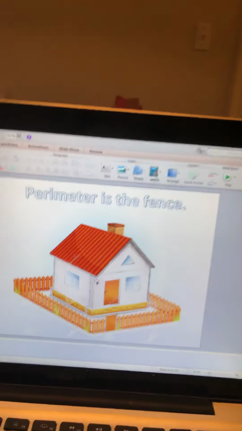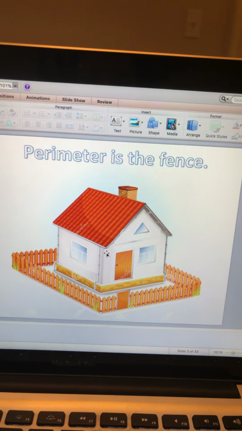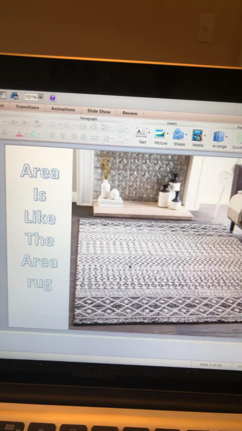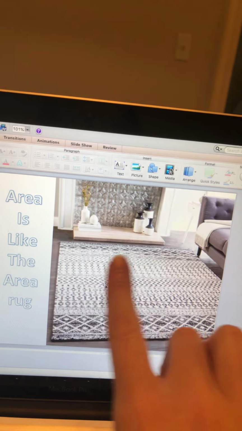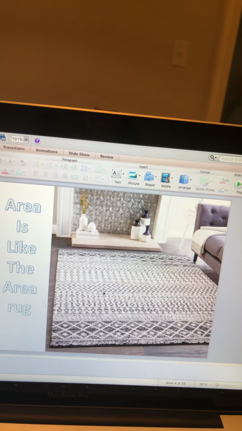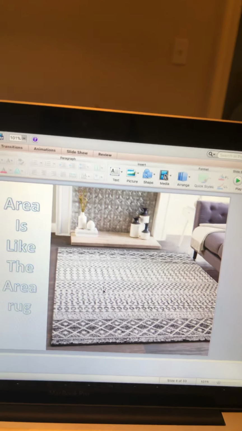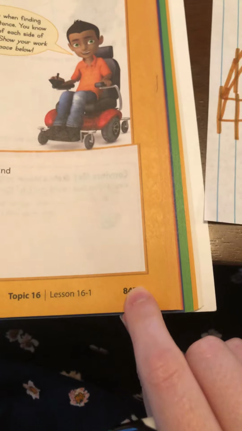Now, I have another picture. So perimeter is the fence. And think of area like an area rug. So all that beautiful rug area right there is going to be your area, okay? All right, let's go ahead and look in the book. All right, so we're on page 847, okay?